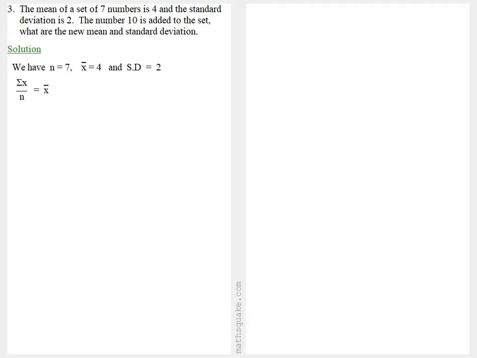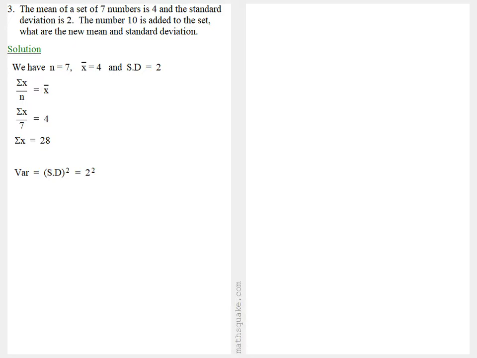Now we know sigma x over n is equal to x bar. The sum of the numbers divided by the number of numbers is equal to the mean. So sigma x over 7 is equal to 4, sigma x is equal to 28. In other words, the sum of all the numbers is equal to 28.